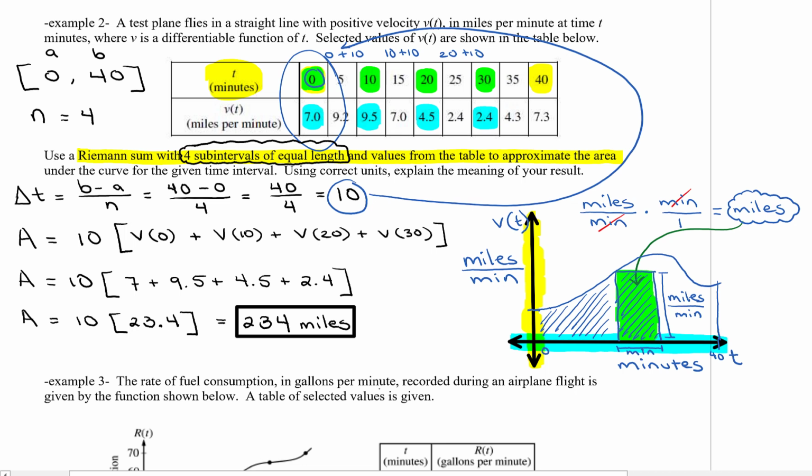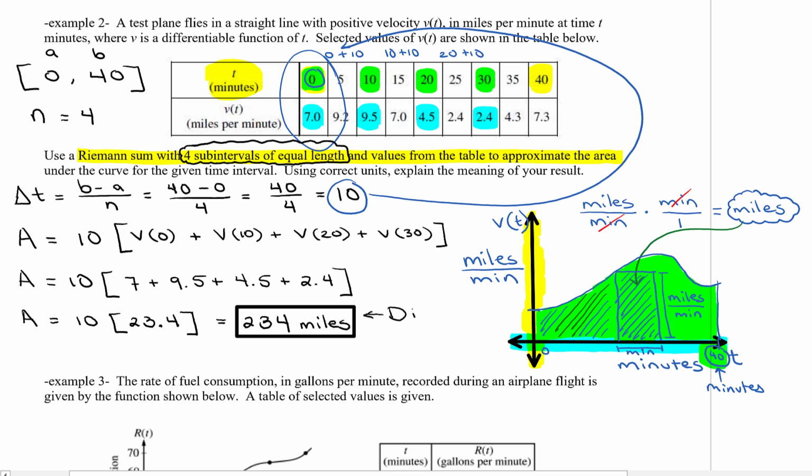Now we still need to explain the meaning of our results here. So 234 miles for what? I went ahead and wrote in the 40 here in my graph, the 40 minutes. And this is going to tell me that all of this shaded region, and I'm shading everything now under the curve in green, is going to represent the total number of miles traveled in 40 minutes.